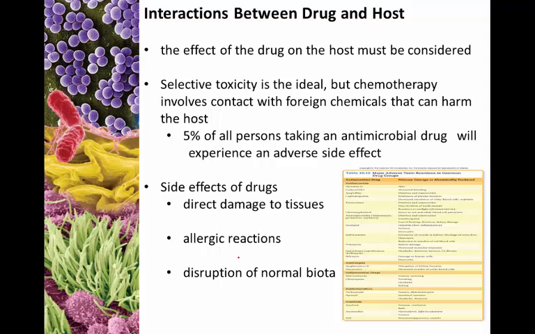The reality is that number should not scare you. An adverse side effect can be anything from diarrhea, upset stomach, a rash, or feeling nauseous, all the way through to things that are very severe like tissue damage or anaphylactic shock. Most commonly we see disruption of normal microflora, so your normal bacteria kind of get out of whack, and allergic reactions. It's rare to see direct damage to tissues where the drug itself actually harms tissues and organs.